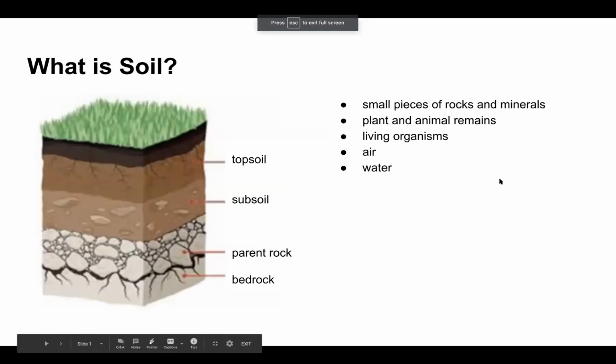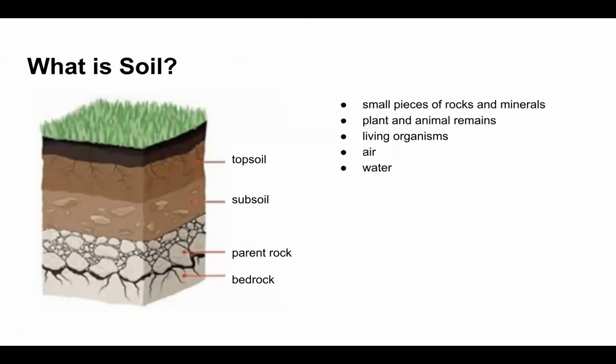And when we talk about soil, we first should know what soil is. So soil forms in layers. The top layer is called topsoil. The layer underneath that is called subsoil. Underneath that is parent rock. And then if you go down far enough, you'll finally hit bedrock. So that's your four basic layers of soil. And then what is soil? It's these five things right here.